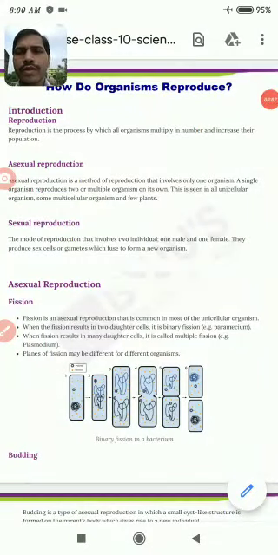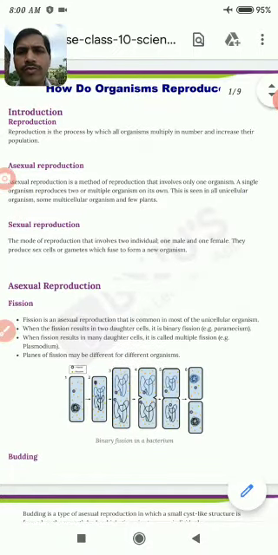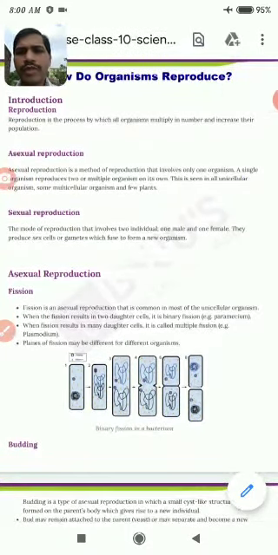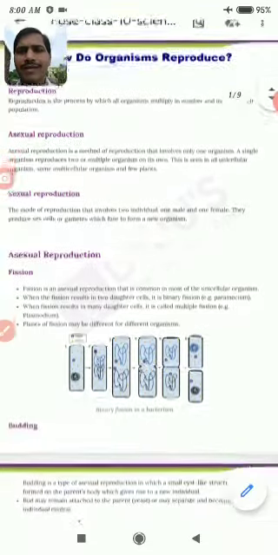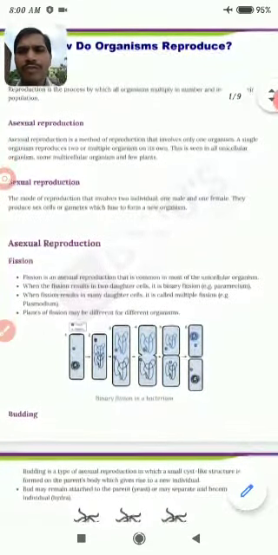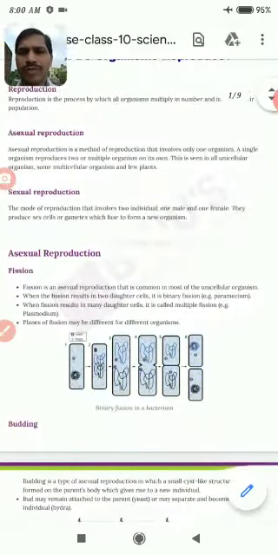Hello students, today we will be learning about how organisms reproduce. Reproduction is a process by which all organisms multiply in numbers and increase their population. Basically there are two types of reproduction, asexual reproduction and sexual reproduction.